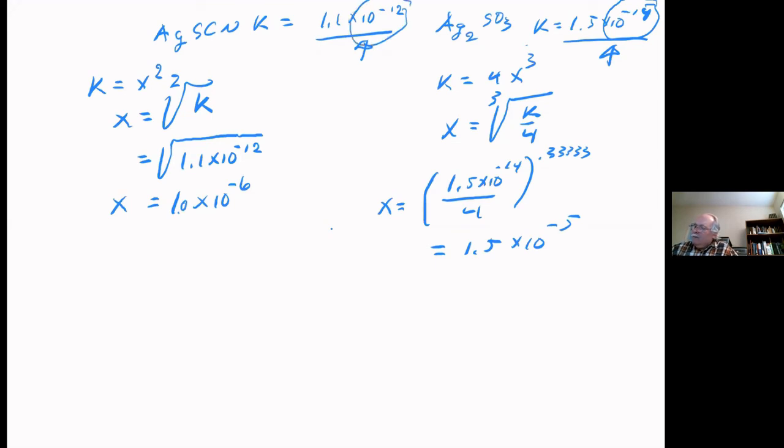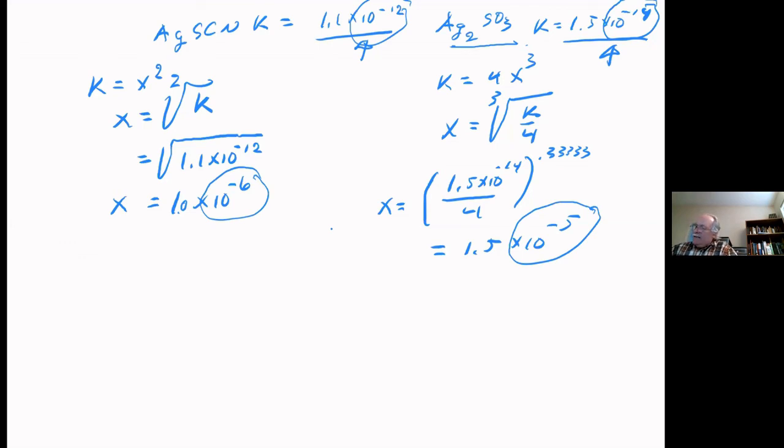What you see is that although this number, 10 to the minus 14, is smaller than this number, when you took the cube root, you came up with 10 to the minus 5, which is larger than 10 to the minus 6. So if this is the expression with the more ions, then you have to do the math. And if you were asked which one is the more soluble, meaning which one can make the more concentrated solution, it would be the silver sulfite.